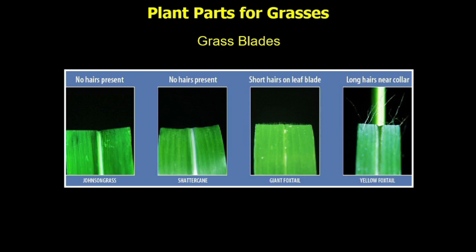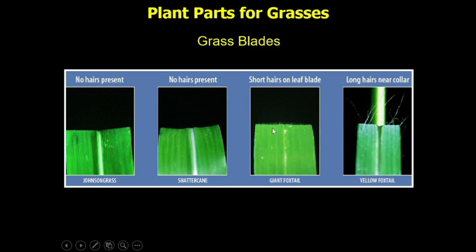So when we're talking about looking for hairs on a leaf blade of a grass, here again, on the left side of the screen, we have Johnson grass and shattercane. If we bend the leaf blade back and look up into a light, we can see that there are no hairs present on either of these plants.